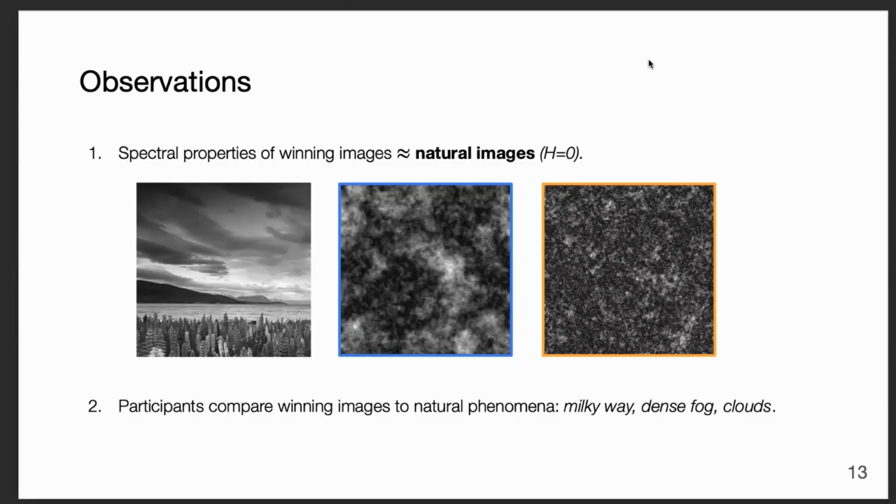And coming back to the semantics that I talked about at the very beginning, when we asked people why they chose those images, some people said because it looked well balanced. Okay, this is what we were looking for. But others said because it looks like the Milky Way, it looks like a dense fog, it looks like clouds. So people are always trying to get back to what they're used to. So it's kind of hard to separate the two.